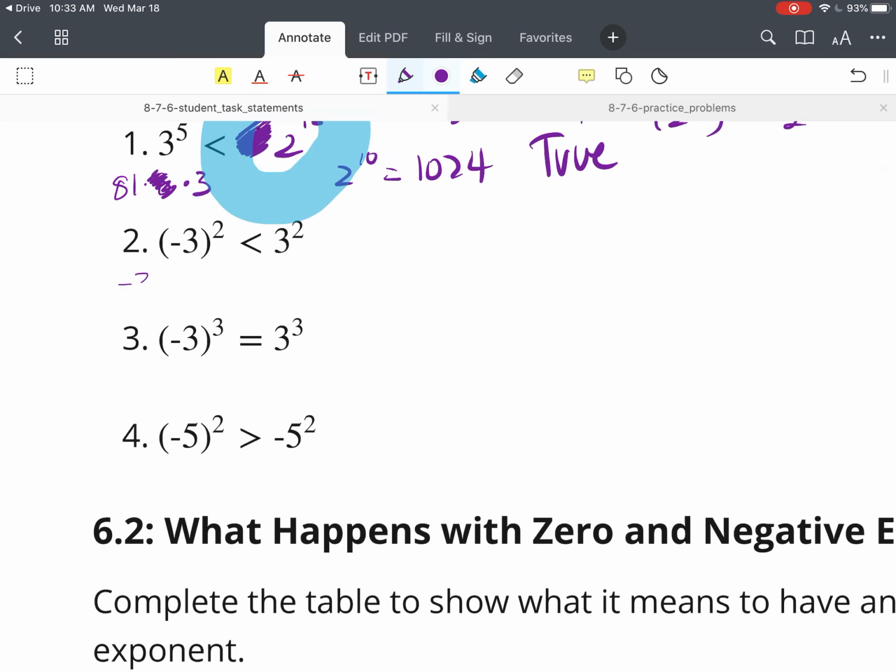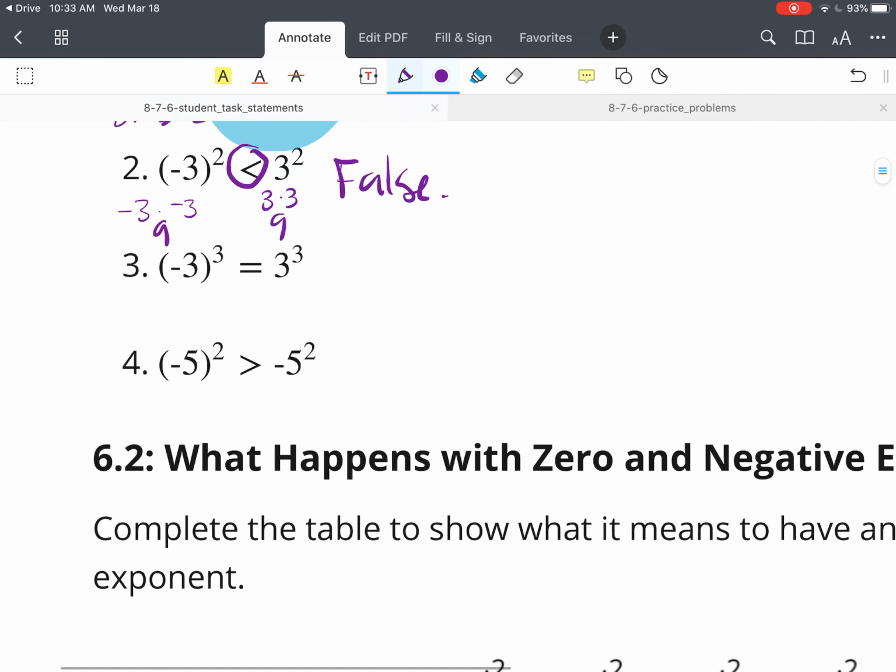-3 quantity squared. This is -3 times -3, which is a positive 9. 3 squared is 3 times 3, which is 9. So is 9 bigger than 9 or is 9 equal to 9? Yup, 9 is equal to 9. So this is false. This is not the correct symbol we need here.